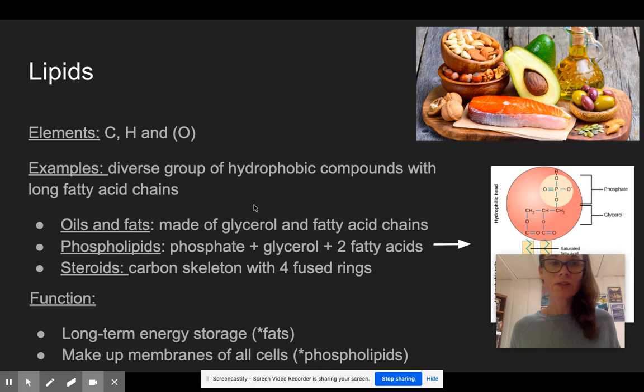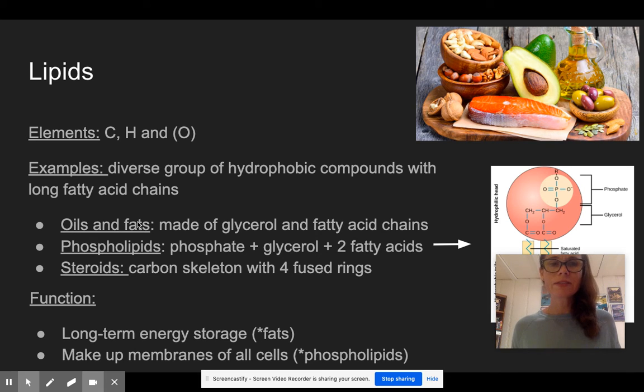We're going to move on to lipids now. So again, you guys probably already know this, but what elements are in lipids? It's mostly carbon and hydrogen, actually, with some oxygen. And so that's why I put the oxygen in parentheses. Okay? So lipids are comprised of carbon and hydrogen primarily, with some oxygen.